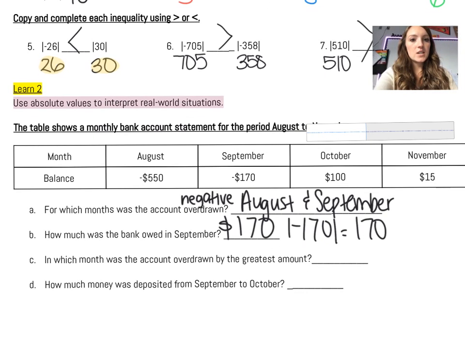Okay, letter C, in which month was the account overdrawn by the greatest amount? The account that had the most negative balance. So between these two, we can see that August had the greatest amount owed to the bank, or the lowest number, the most negative balance. So, August.